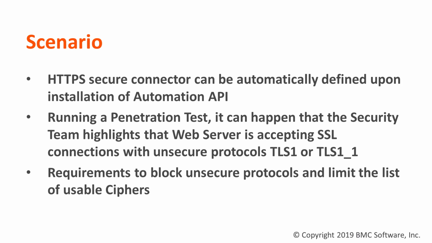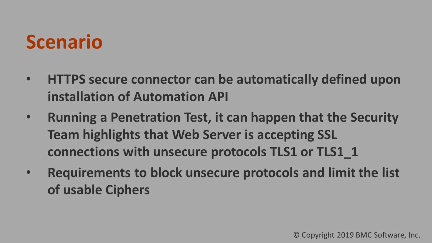It can happen that during a penetration test performed on the site, Control-M administrators are notified by the security team that the product is accepting SSL connections using unsecure protocols like TLS 1 or TLS 1.1. To fix this situation and to remove Control-M ports from the penetration test warning report, it is possible to configure Control-M Tomcat web server to only accept a secure protocol like TLS 1.2 and, if required, only a selected set of ciphers based on SHA-256 encryption algorithm.